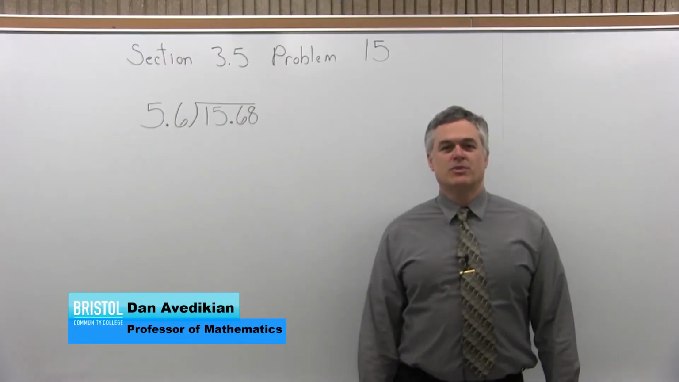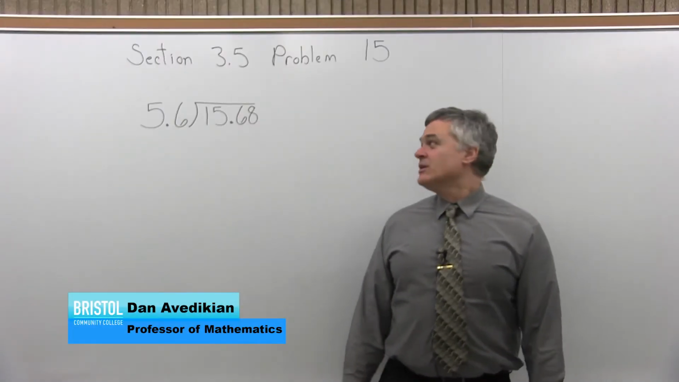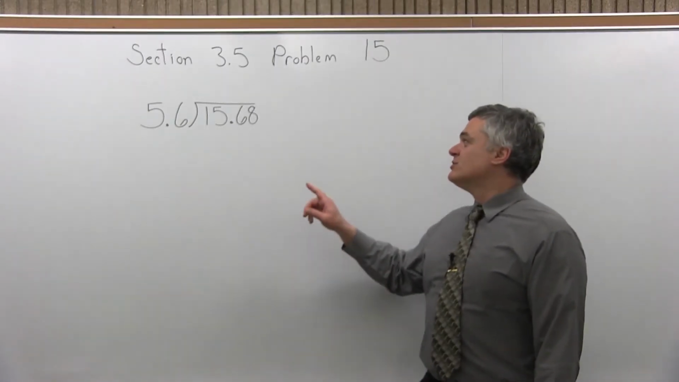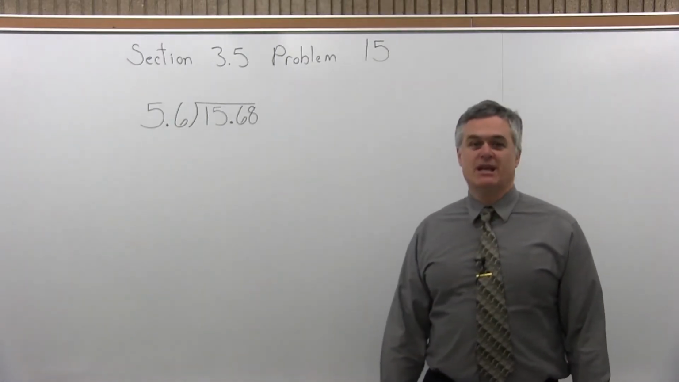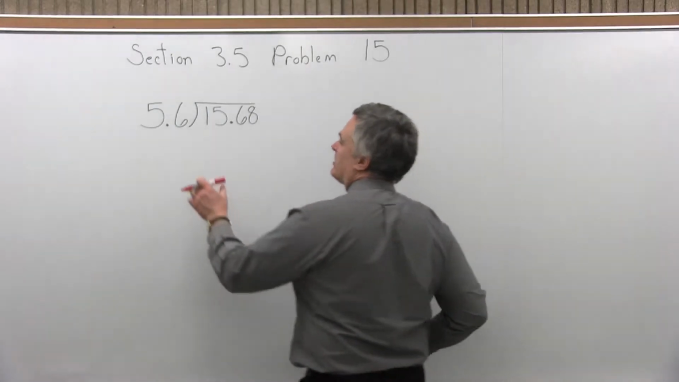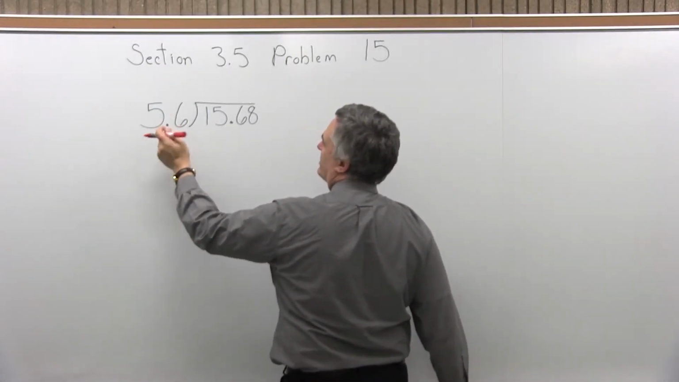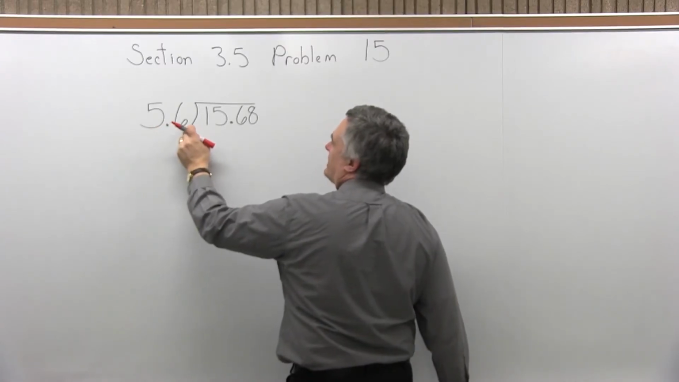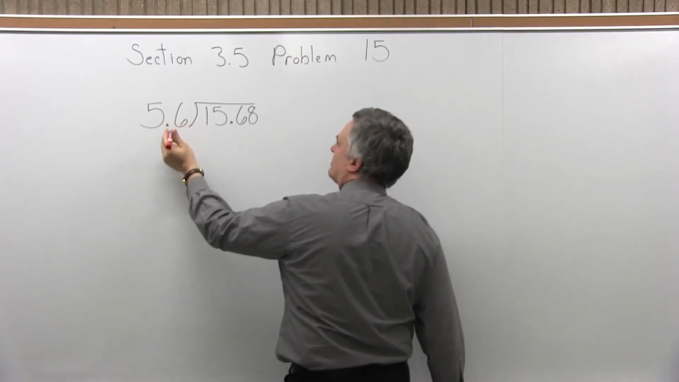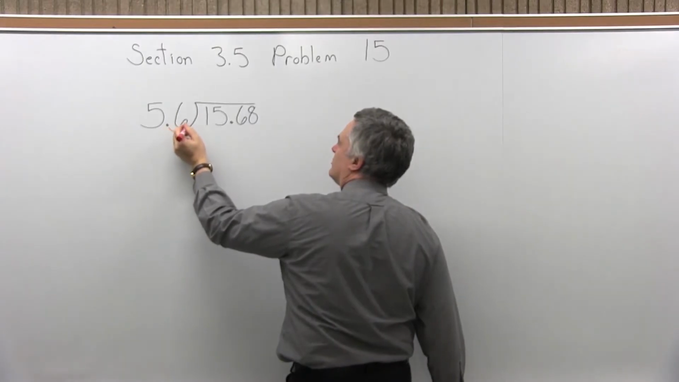This is Section 3.5, Problem 15. We have 5.6 divides into 15.68. So for a problem like this with a division, the number in front of the division symbol, or what's really called the divisor, has to have the decimal point written as far to the right as it will go. So that means it has to be moved over, for this problem, one spot.